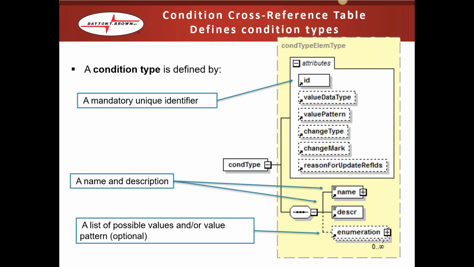So condition type. Here's where we're going to define our condition types. Again, it needs a mandatory identifier, an ID, needs a name and a description, and also, again, a list of possible values or value patterns with enumeration at the end. All right, so at least 3 out of those 4 are mandatory, with the enumeration being optional.